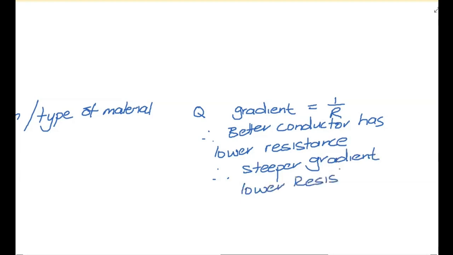In the end, you're going to tell someone, first of all, that you know the gradient is 1 over R. You're going to know that it's Q, and you're going to tell them that it must have a low resistance, and therefore the steeper gradient will have the lower resistance. And knowing that your conductor must have a lower resistance. Does that make sense?